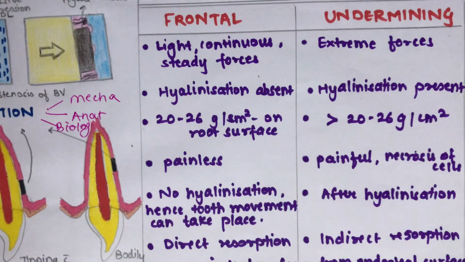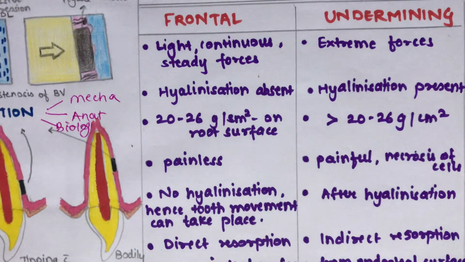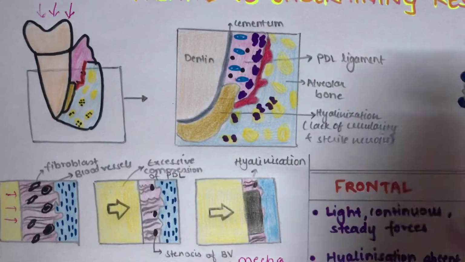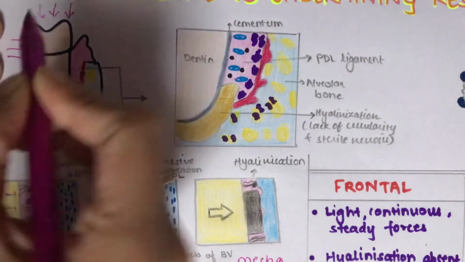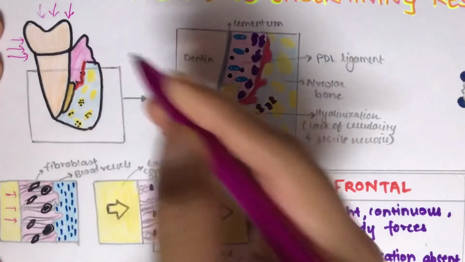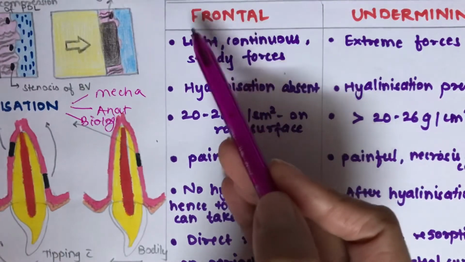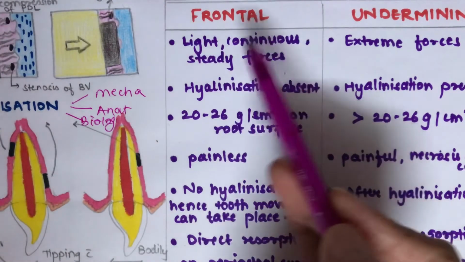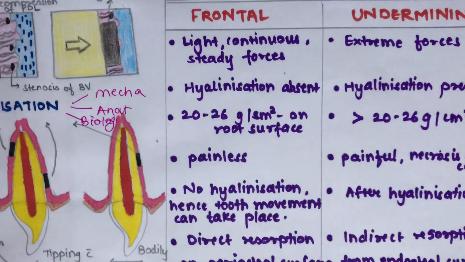So first, the frontal resorption implies that the osteoclasts are formed directly within the slightly compressed periodontal fibers. Now for example, this is a tooth and you are applying forces on it. So because of these forces, the PDL will slightly get compressed. So the first point is, in frontal, you are applying light, continuous and steady forces, and because of that, there is only slight compression of the PDL.